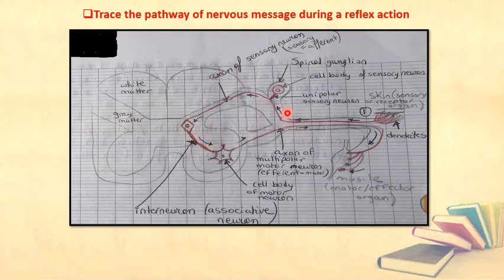If I ask you to name the neurons that exist in a reflex action, you have to tell me its nature as well as its structure. You have to put a complete name. We say that we have a unipolar sensory neuron in the spinal ganglion of the dorsal root, an interneuron in the gray matter of the spinal cord, a multipolar motor neuron in the gray matter of the spinal cord. So we have three neurons. We've discussed their structure as well as their function, and we've studied the pathway of the reflex action, which is called reflex arc.